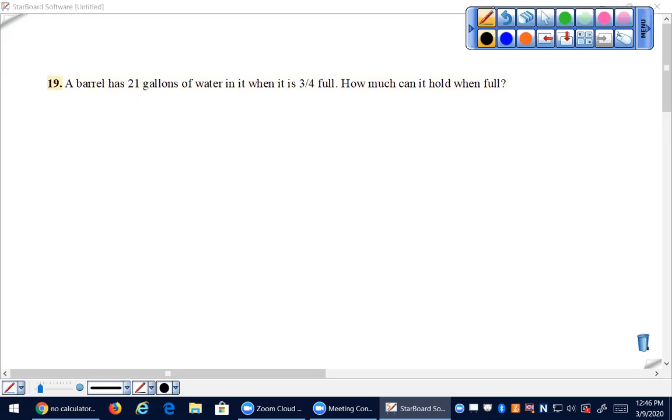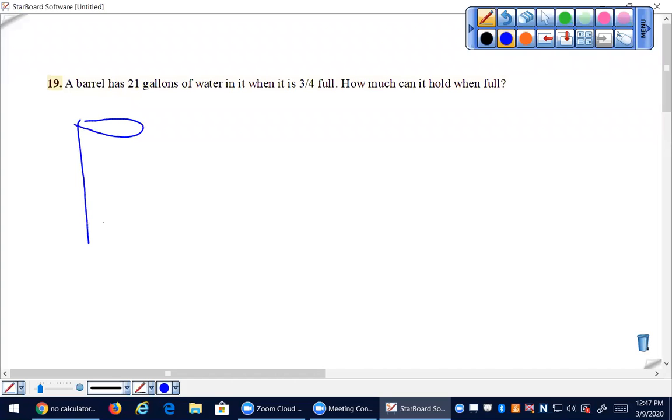Okay, a barrel has 21 gallons of water when it's 3/4 full. This one is a good one to do with pictures. I'm going to do it in pictures. I can also do it with an equation, so for people who hate pictures, I will do it that way also.